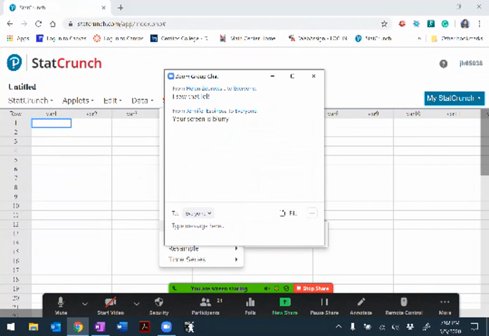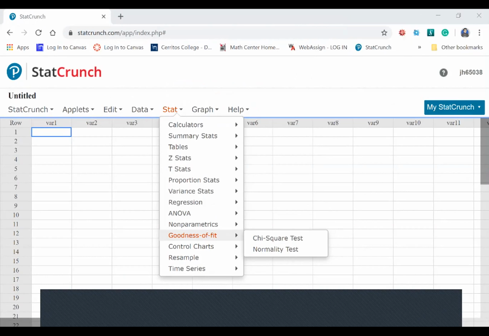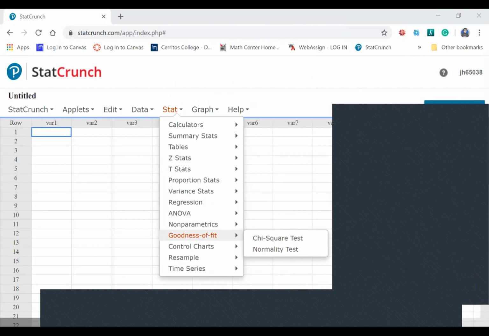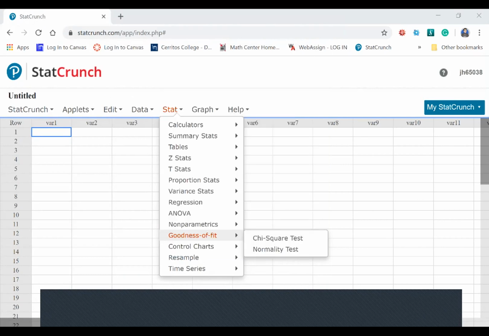Okay. Oh, my screen is blurry. I'm sorry. Let me see if I can share that again. Is that better? Yes. Okay. Perfect.